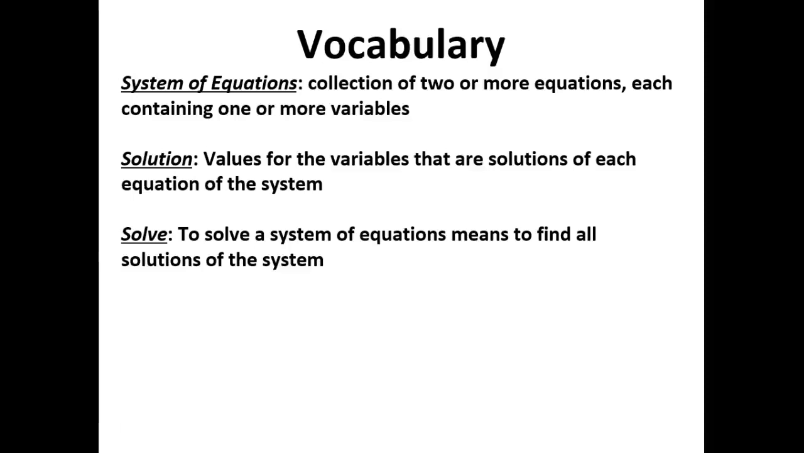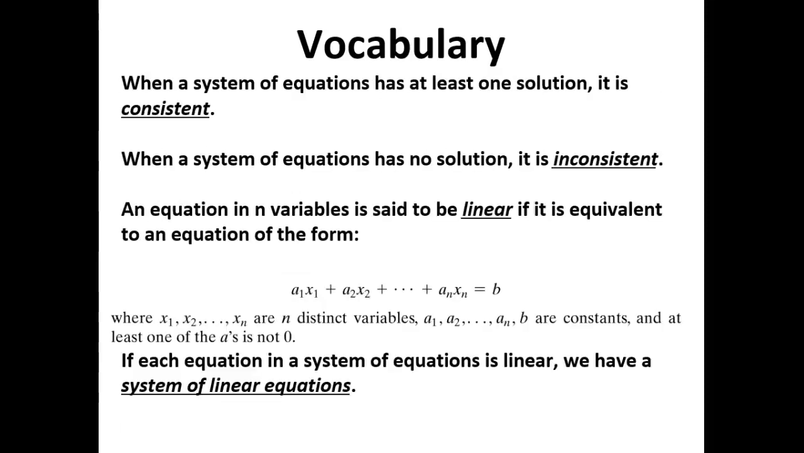A system of equations is a collection of 2 or more equations, each containing 1 or more variables. A solution is the values for the variables that are solutions of each equation. And to solve a system of equations means to find all the solutions. So a system is a collection of a few equations, the solution is the numbers that are going to work in all those equations, and to solve it means to find those numbers.